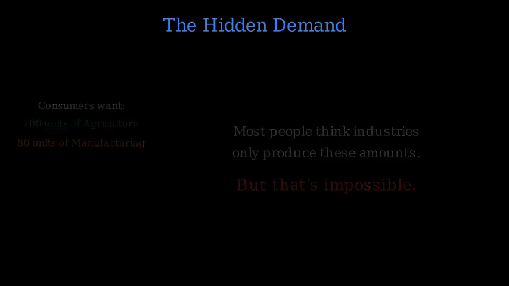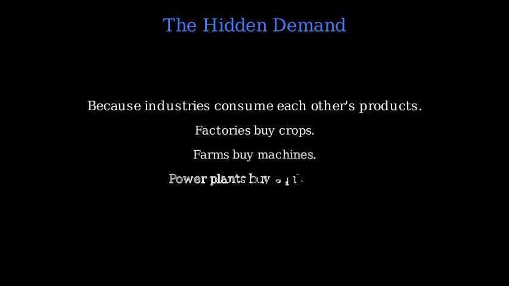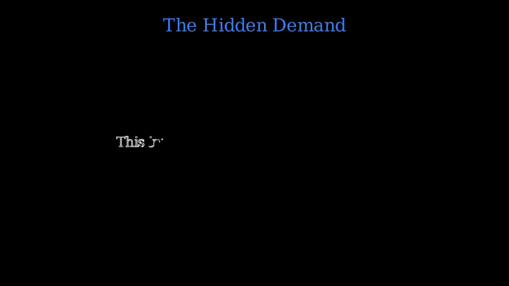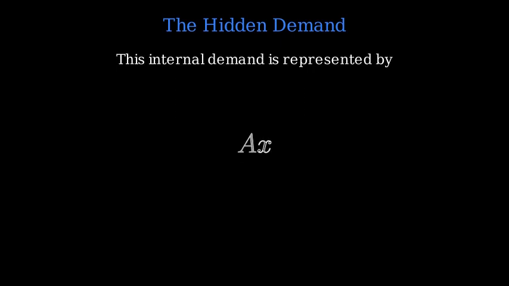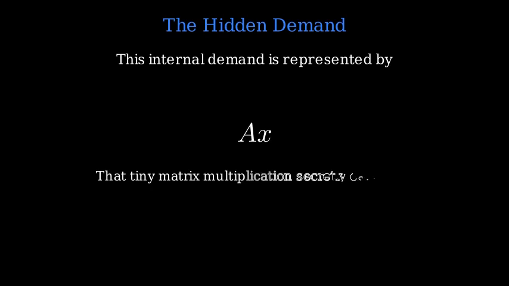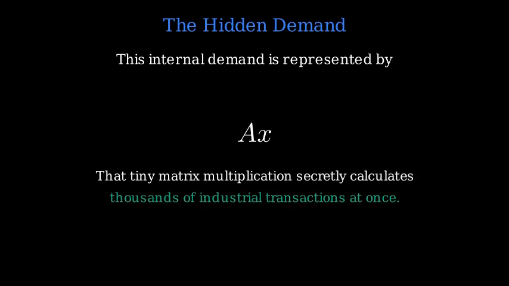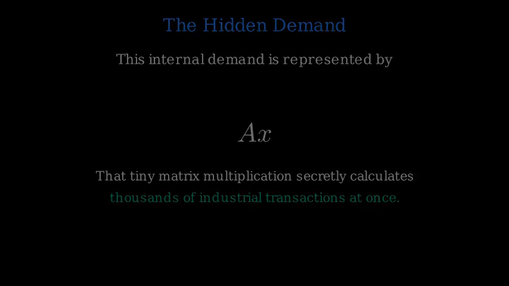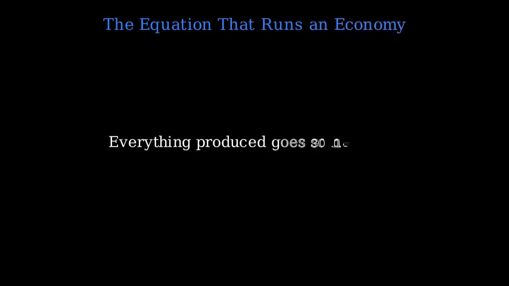Suppose people want 100 units of agricultural products and 80 units of manufactured goods. This is called the final demand. At first glance, you might think industries only need to produce exactly those amounts. But that's not true. Before products reach consumers, industries must first supply each other. Factories need agricultural products. Farmers need machines. Some of today's production is actually used to create tomorrow's production.